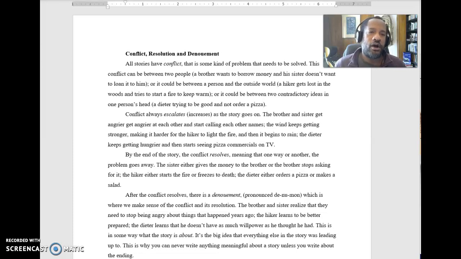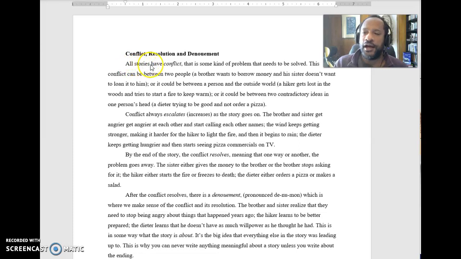But I also want to just talk about this idea of conflict, what conflict is, and how it's used to help us understand a story. And it's something that you know. You cannot watch television or a movie, or, for that matter, of course, read a book. You cannot do any of those things without understanding something about the nature of conflict. So, as I say in here, conflict, resolution, and denouement.